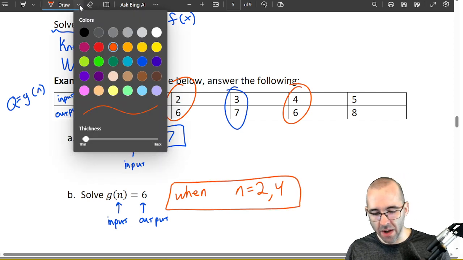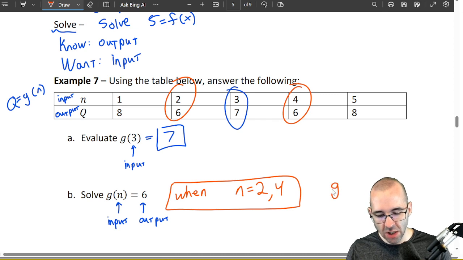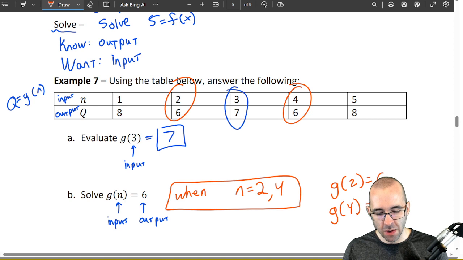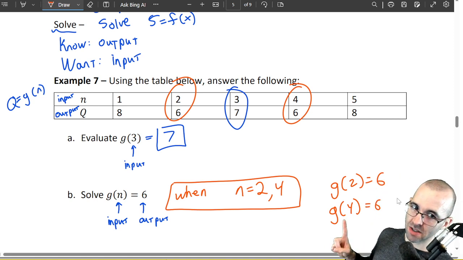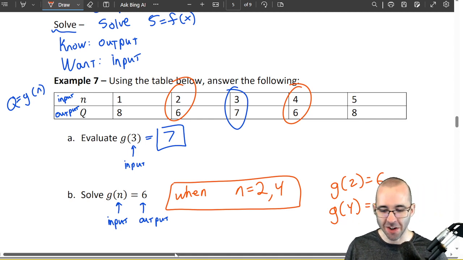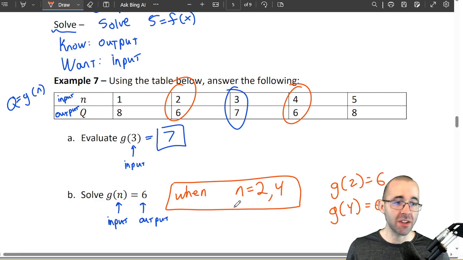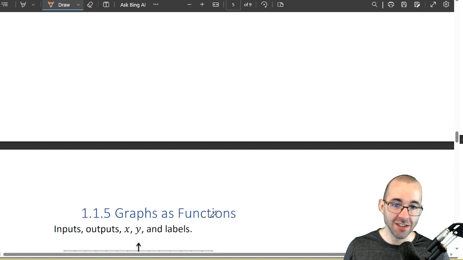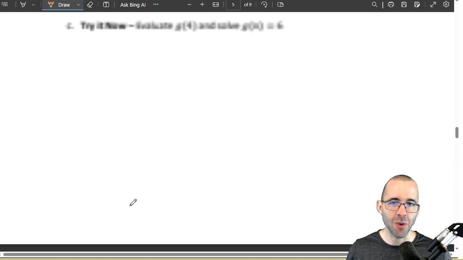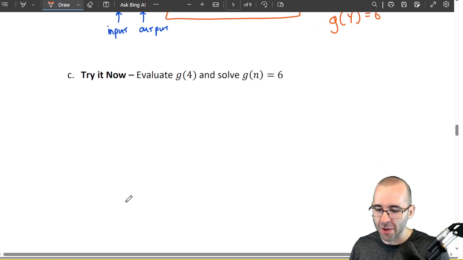And again, the way that this works is that g of 2 equals 6 and g of 4 equals 6. Both of these inputs have the same output, the one that we want. That's how we solve. We're solving them with tables right now. In the next video, we'll solve them with graphs and then with formulas. Let's finish this video with a try it now.